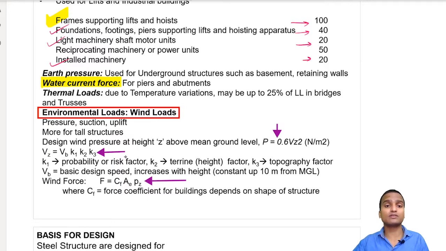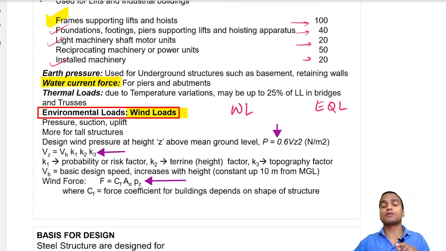And thermal loads are due to the temperature variation in those structures in which in the daytime the temperature is very high, whereas in the night time the temperature is very less. So due to this there may be up to 25% of live load in bridges and trusses. And the very important type of environmental load is the wind load and earthquake load. So these are the two types of very important loading that come under the category of environmental load.